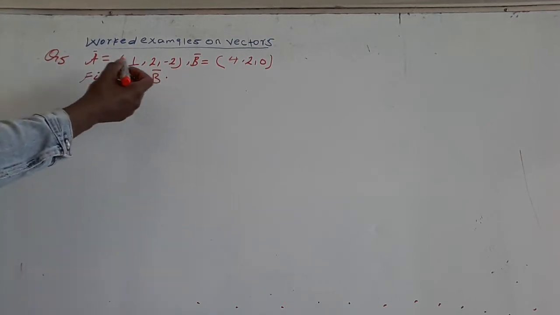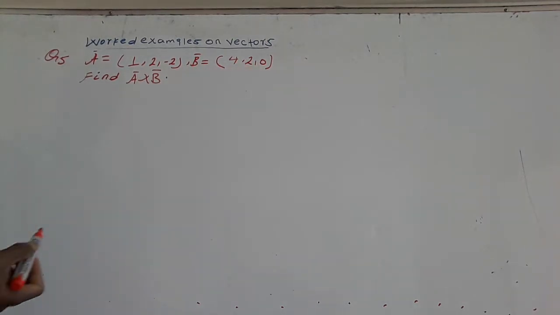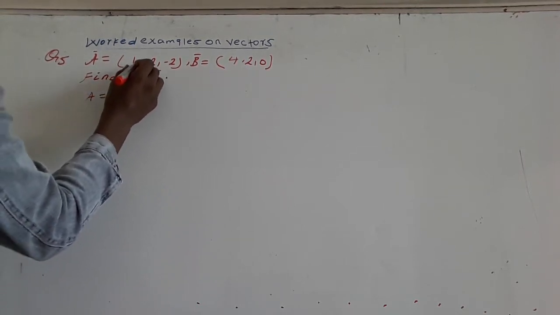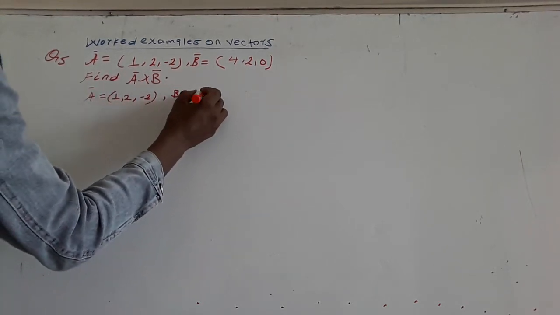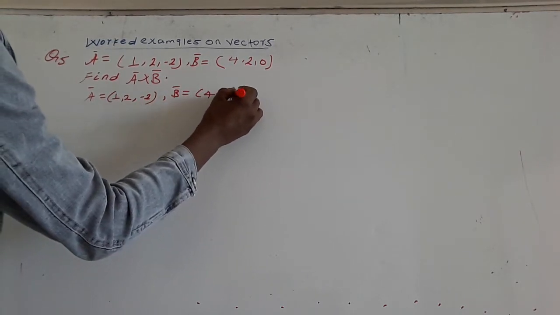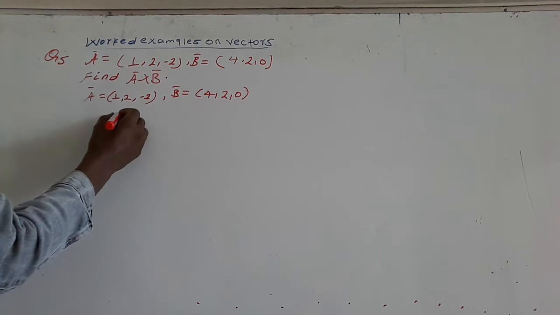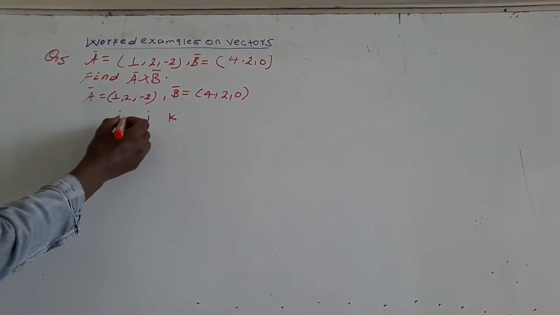So another example: let a equals 1, 2, minus 2 and b equals 4, 2, 0. Find a cross b. We use the determinant here. So a equals 1, 2, minus 2 and b equals 4, 2, 0, and we set up the determinant with i, j, k.